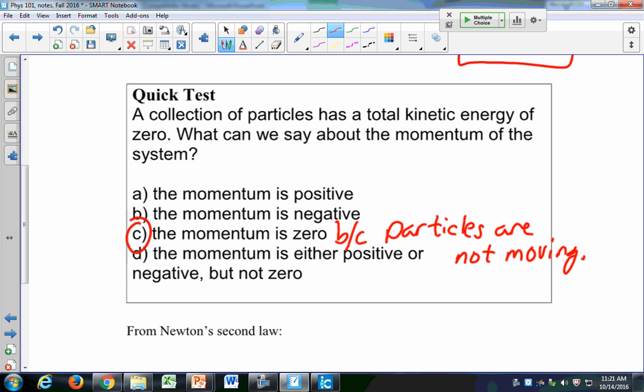Could we say the reverse, rather? Could we say that if the momentum is 0, the kinetic energy must be 0? Can we say that? No, because if the momentum is 0, that doesn't necessarily mean that they're not moving. They can be moving, but just in opposite directions such that their momenta add up to 0.